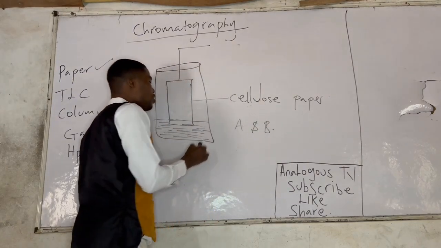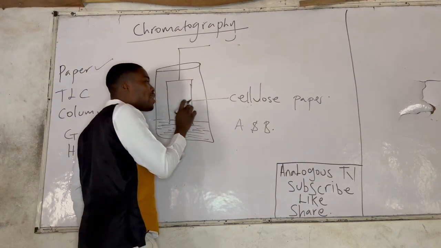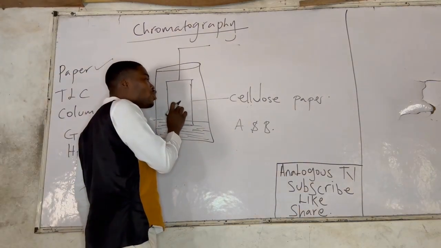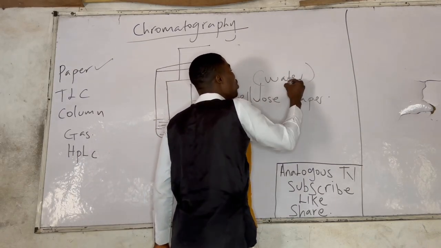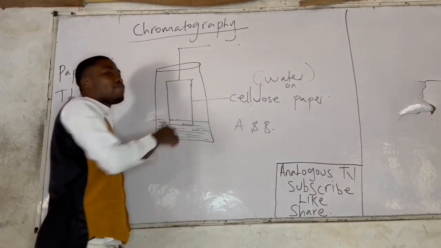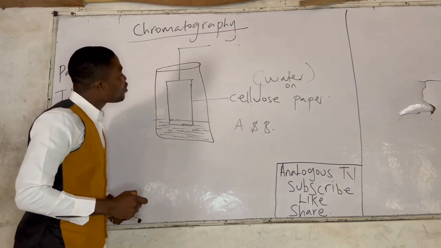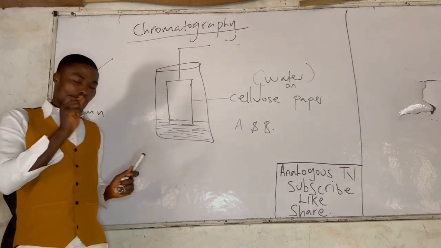I have an organic solvent on cellulose paper. And this cellulose paper has water. So there's water on the cellulose paper, so the cellulose paper is wetted. Now, the water on the cellulose paper is the stationary phase.